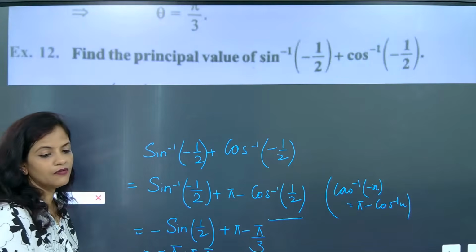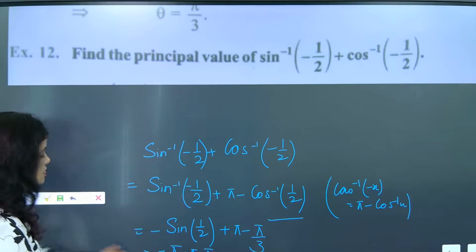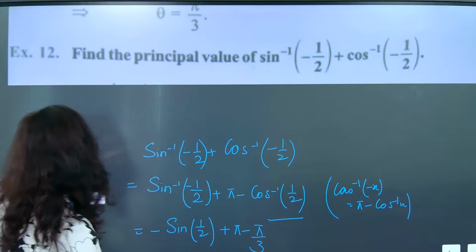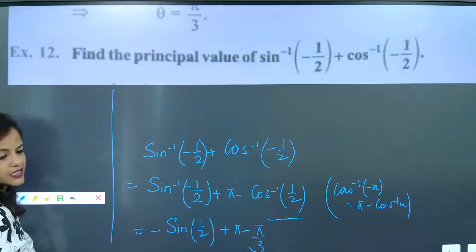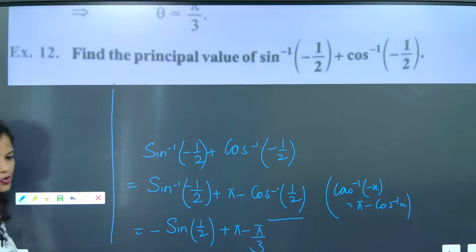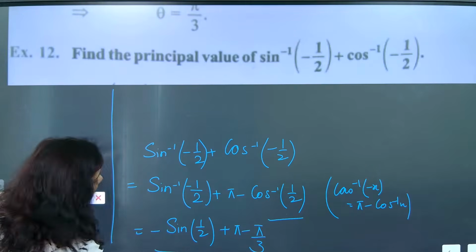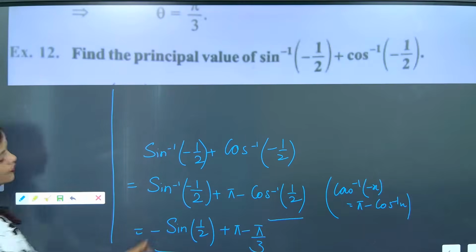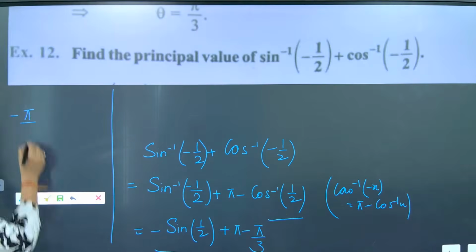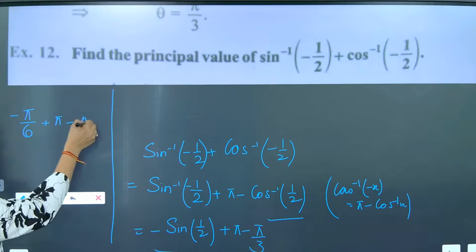Now you have to solve. For other students, I am writing step by step, because it is not visible, so I am going to write it up. See here, that section was not visible, so I wrote there. Is it okay for you? Now look at it. Minus sine inverse 1 by 2 will become minus pi by 6. Then pi minus pi by 3.